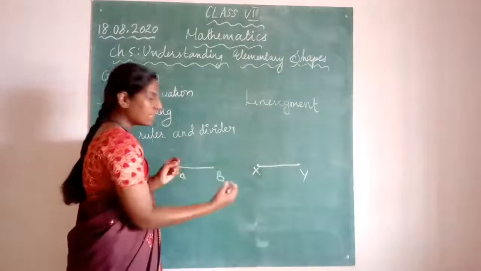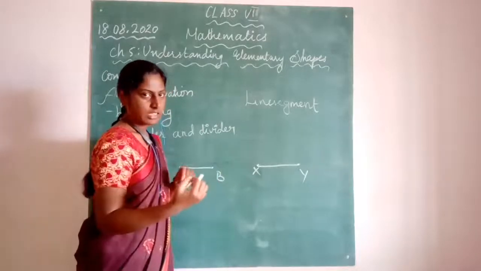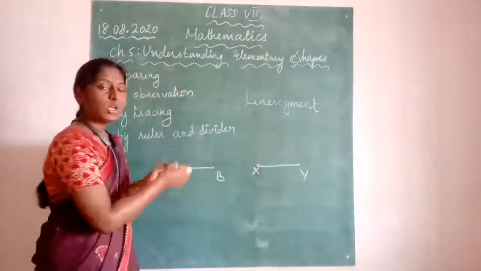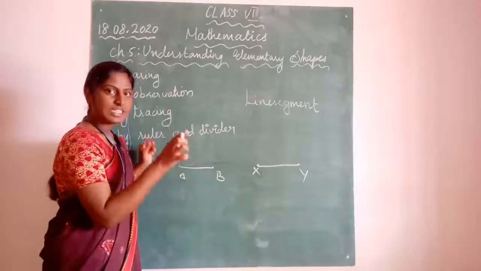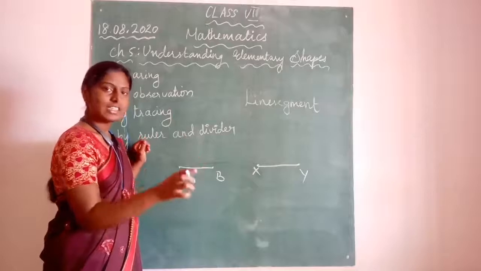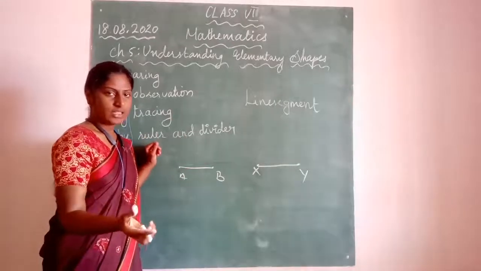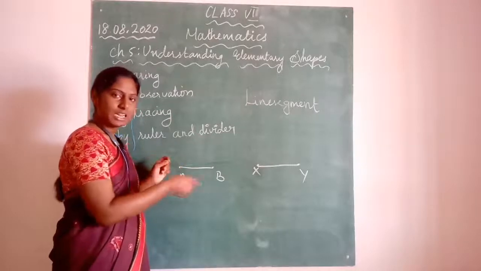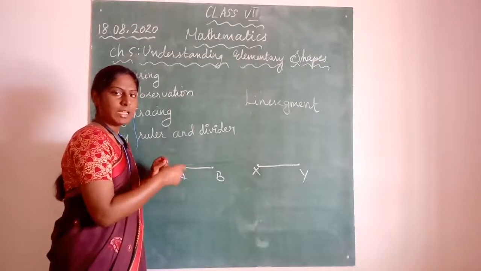Then you have to take away the tracing paper and place it on XY and trace it. So if the traced line exceeds the first line, then the second line is bigger. Can you understand? So on a single tracing sheet, you have to trace both the lines and then find by measuring the lengths.